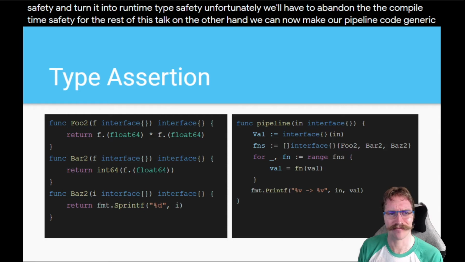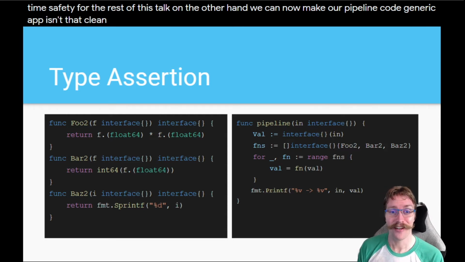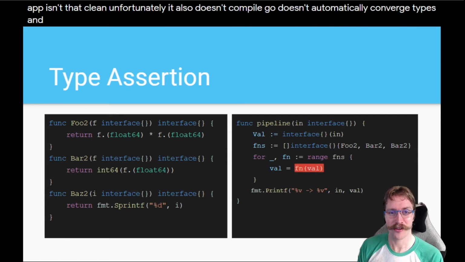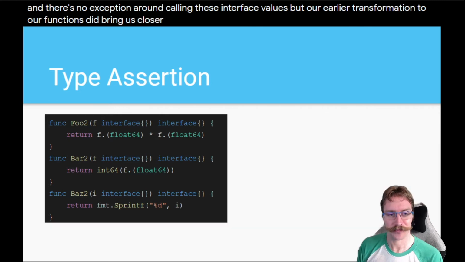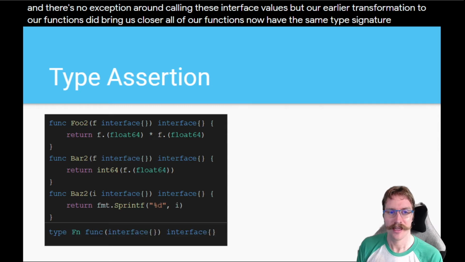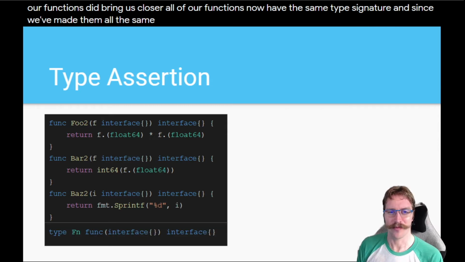Look at that. Isn't that clean? Unfortunately, it also doesn't compile. Go doesn't automatically convert types, and there's no exception around calling these interface values. But our earlier transformation to our functions did bring us closer. All of our functions now have the same type signature. And since we've made them all the same type, our pipeline can call them all the same way.